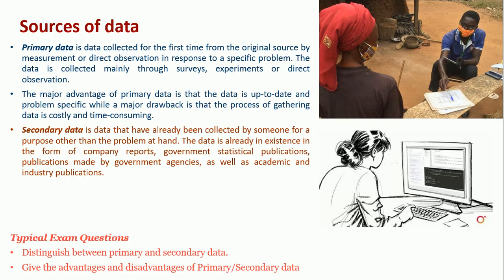So here we are seeing the researcher is looking for the information on the internet, is looking for statistical data on the internet to use for the research. So this data will be secondary data.